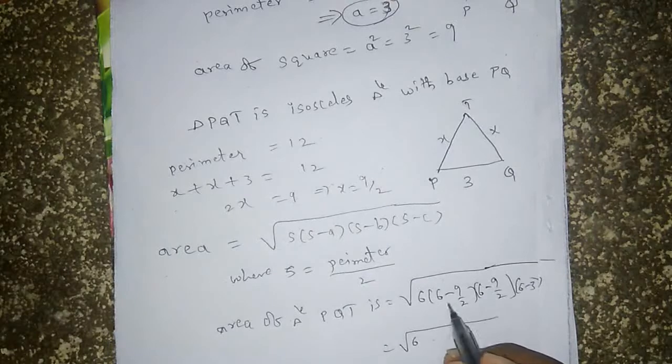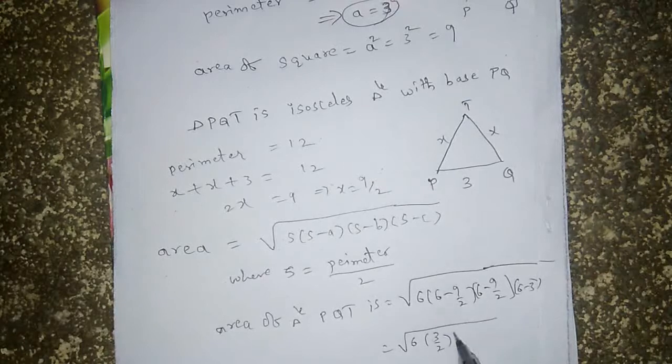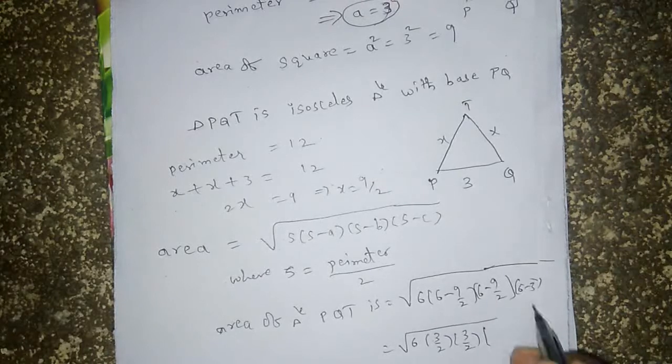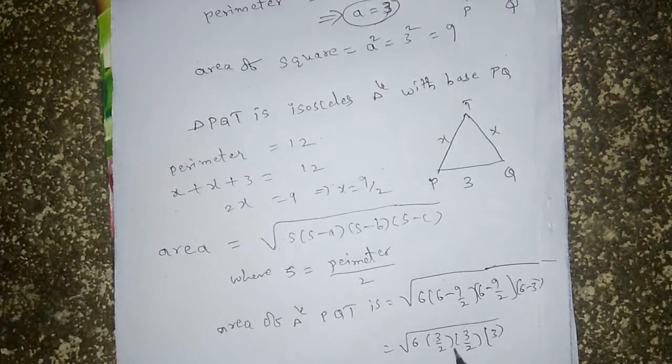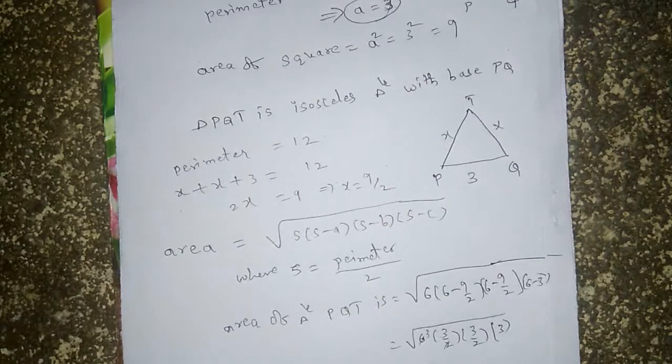Now 6 into 6 minus 9 by 2 whole square here. 2 sixes are 12 minus 9, that is 3 by 2, 3 by 2. This is 6 minus 3, which is 3. Here the 2 threes get cancelled. 3 square, that is 9 by root 2, is the area of triangle PQT.